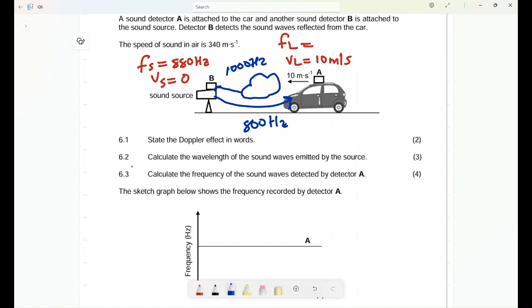All right. Now 6.2 says, calculate the wavelength.